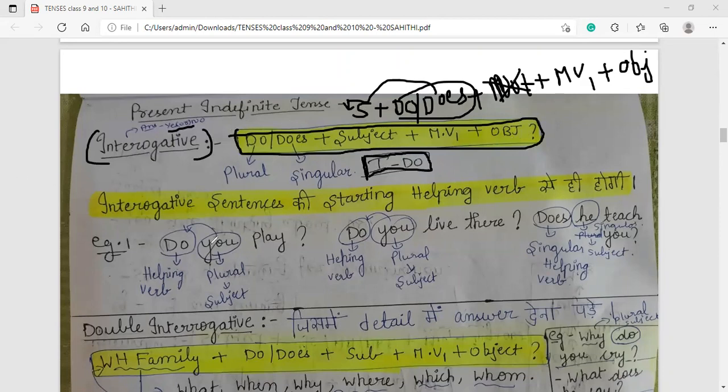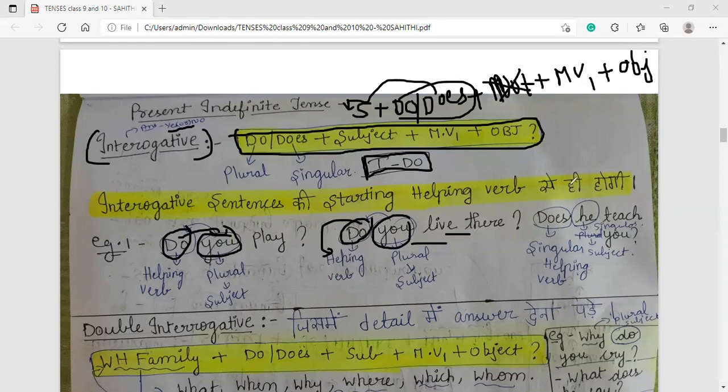Now, example number one, do you play? Do is the helping verb, so do you play. You is a plural subject, so do is also going to be a plural verb. Do you live there? Do is the helping verb, you is the subject, live is the main form of verb, there is the object. Here, do is the plural form of helping verb, you is the plural subject. As the subject is plural, the verb is going to be plural only.